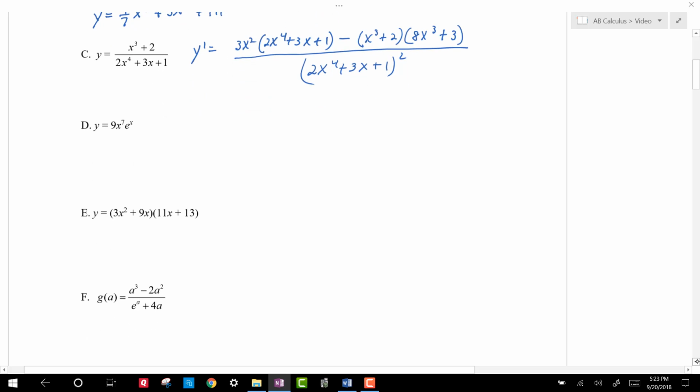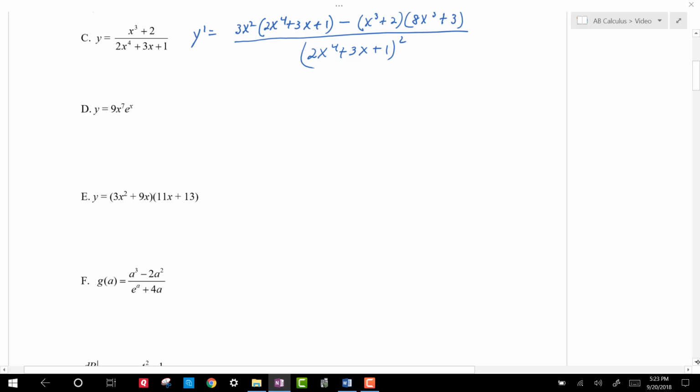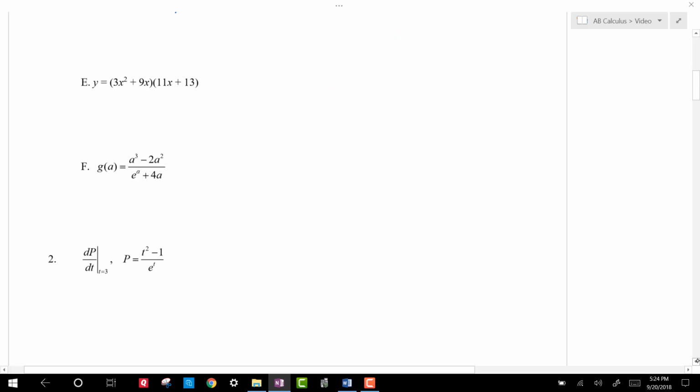All right? Letter D is another product rule here. So think of these as two parts. 9x to the seventh is your first part, e to the x is your second part. Y prime is going to equal 7 times 9 is 63x to the sixth power times the second one, e to the x, plus the first part, 9x to the seventh power, times the derivative of e to the x, which is just e to the x. Easy, easy, huh?